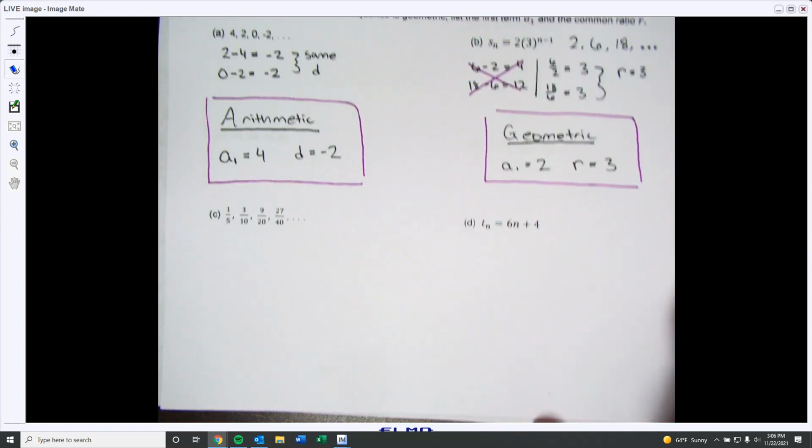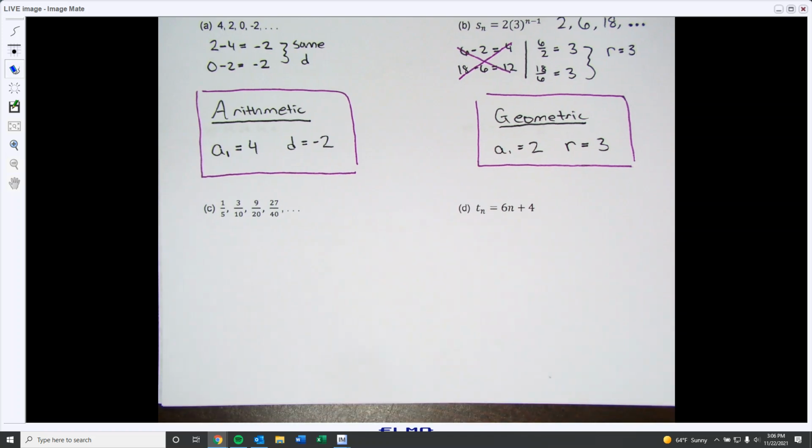All right, so now continuing on, let's take a look at C. Looking at this one, just eyeballing it, I can definitely tell this one's not arithmetic because I'm not adding the same number. So I'm going to skip testing the arithmetic part and go straight into testing for geometric.